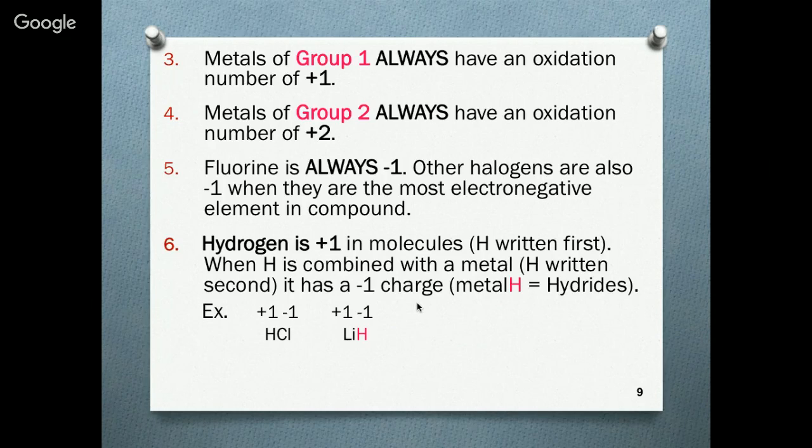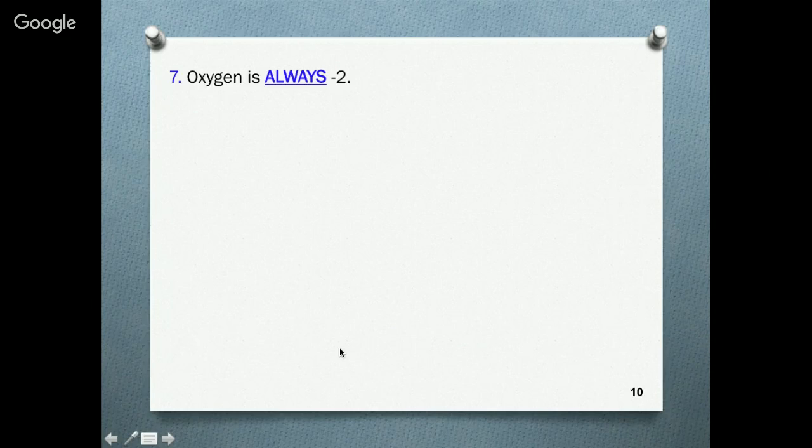Hydrogen is plus 1, and it's typically going to be written first when it's plus 1, although not always. But hydrogen is usually going to be plus 1. It can be minus 1, though, and that's in the case when it's a hydride. So if you look at the example, you have HCl. H is plus 1, and Cl is minus 1. And the H is written first. And then in the second example, LiH, you have Li is plus 1 and H is minus 1. It's a hydride. Oxygen is always minus 2.